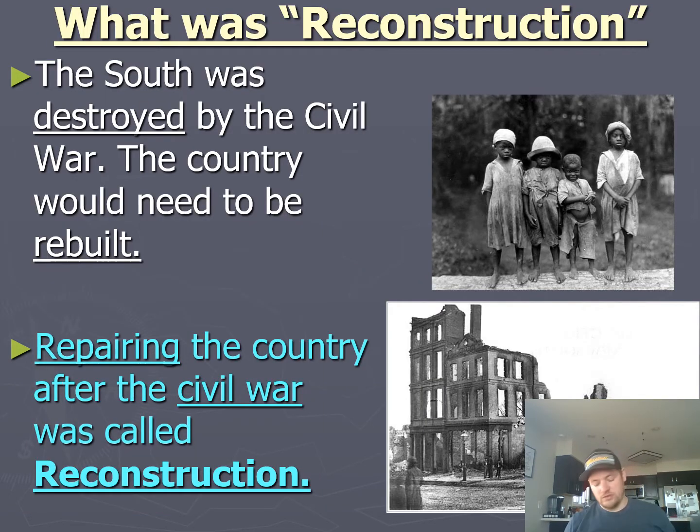What is Reconstruction? During this time, the South was destroyed by the Civil War. All the war that happened, buildings are destroyed, whole cities and towns are destroyed, people don't have houses, things like that. So we need to rebuild the South. Also, not just physically rebuild, but we also need to repair the relationships between the people in the North and the South. So this whole period is called Reconstruction, where we are literally and figuratively rebuilding the South, bringing the South back into the United States, and making us back into one whole country.